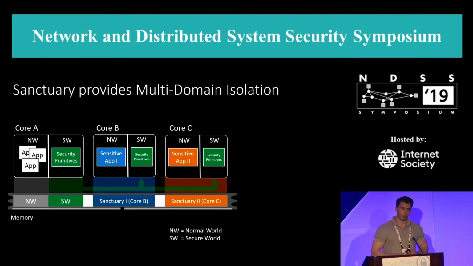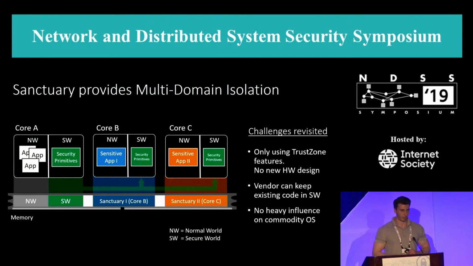So if we revisit our challenges from the beginning, we can see that, first of all, we do not need a new hardware design because we just use features provided by TrustZone. The vendor can keep their code in the secure world and use it as the security primitives. And third, we do not heavily influence the commodity OS, since we are only isolating the core as long as the sensitive app is running, and after that the core is given back to the commodity operating system.